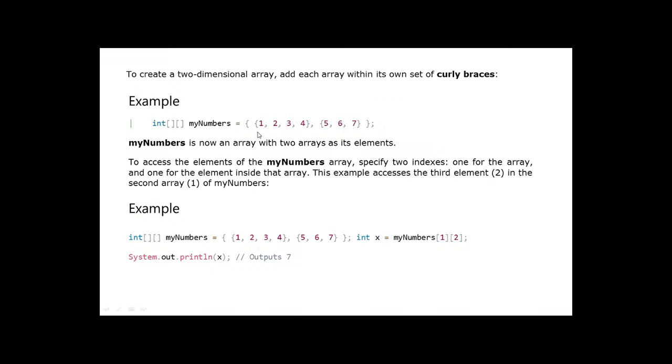Now, these are of data type integers. So we have 1, 2, 3, 4. That's the first index of the array. And 5, 6, 7. That's the second index. Okay. So let me draw first.